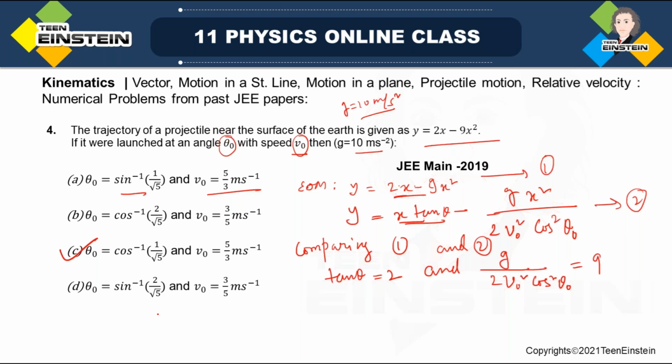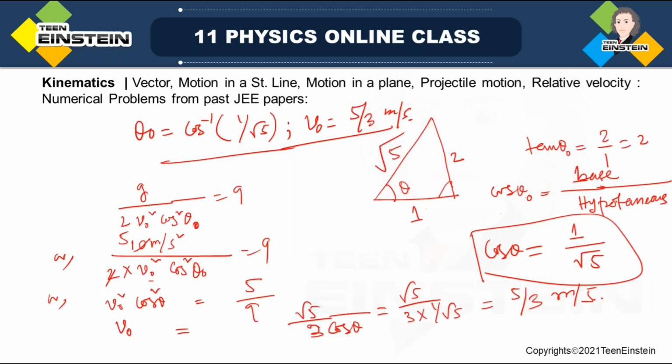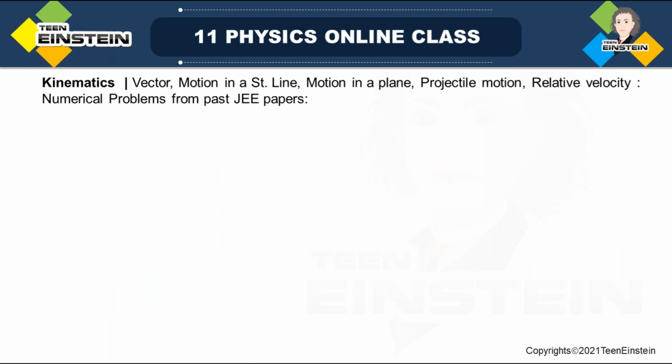This is very simple, but you have to do it carefully. Okay, and this is the clue you have to use, otherwise you may find it difficult to find out the theta value. Okay, so now we'll just take up one or two more problems. Let us see according to our convenience.